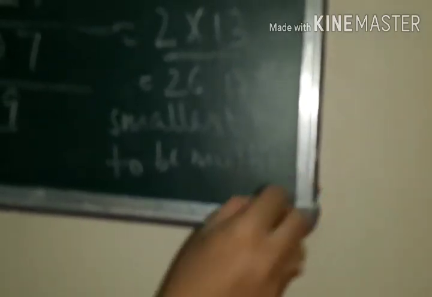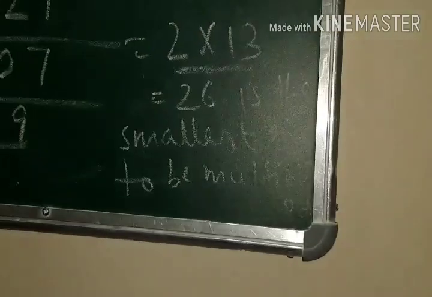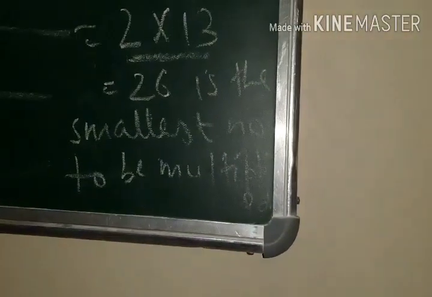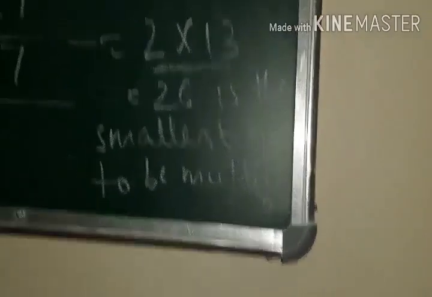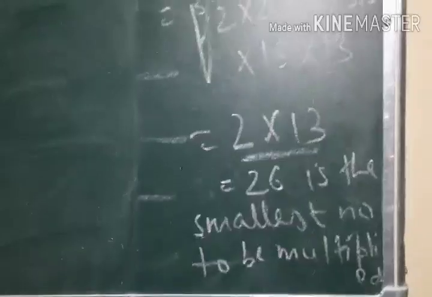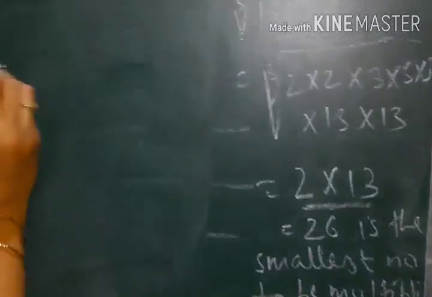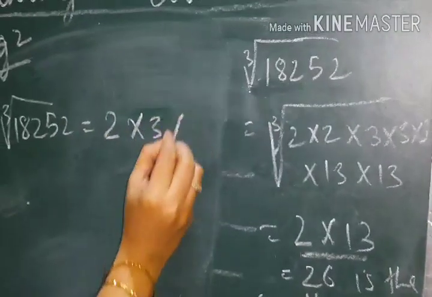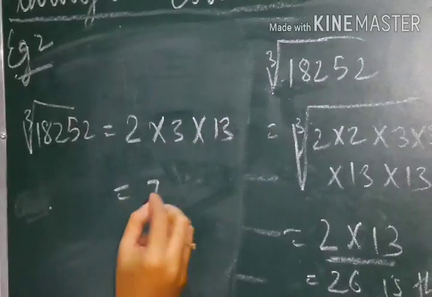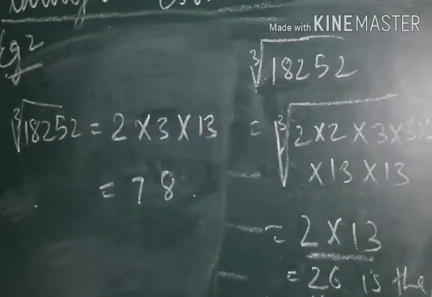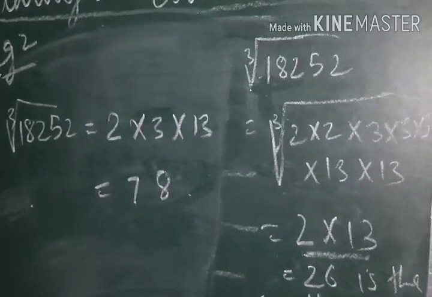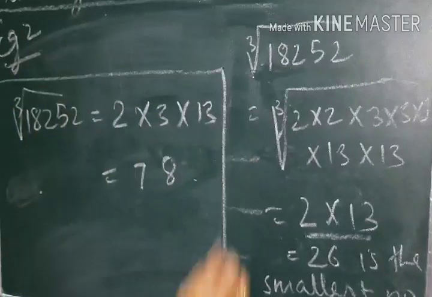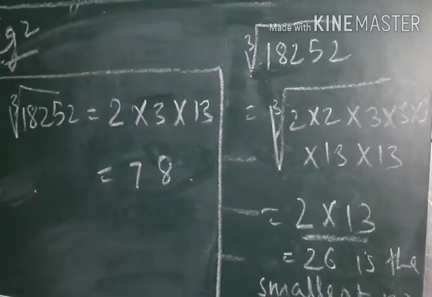Right? And you have to find the cube root of the product also. So what will be the cube root? If these two numbers will also be there, then the cube root of 18252 will be 1 2, 1 3 and 1 13. So it will be 78. 13 2s are 26 and 3 26s are 78. Right? So this will be your answer for example number 2.